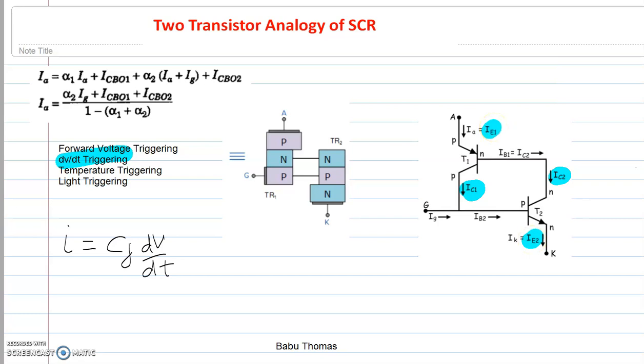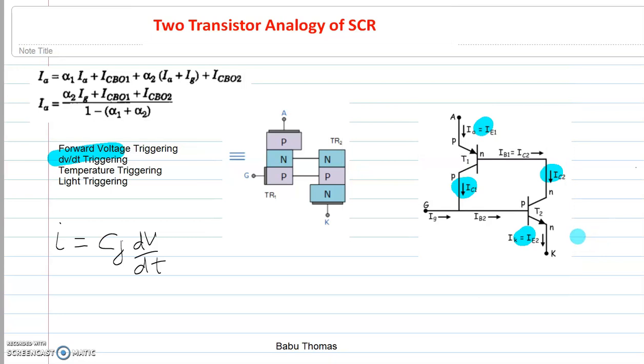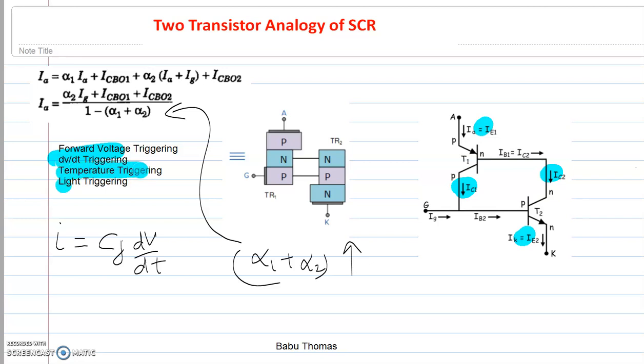In case the rate of rise of anode voltage is large, the emitter current will be large, and as a result alpha 1 plus alpha 2 starts increasing and approaches unity, and therefore the current IA starts increasing and the device goes into the turn on mode. Similarly, with the same concept of the increase in collector current, you can also explain temperature triggering and light triggering methods of turning on the thyristor using the two transistor analogy.